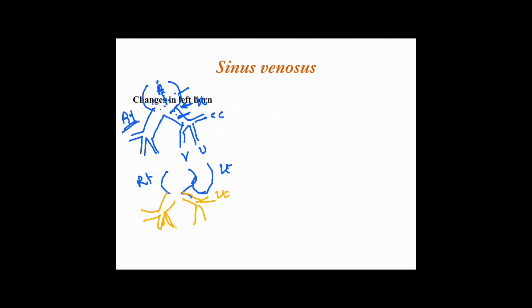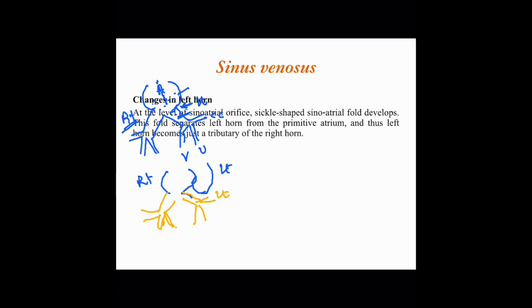As development proceeds, the changes occur in the left horn. A sickle-shaped sinoatrial fold develops at the sinoatrial orifice, and this fold separates the left horn from the primitive atrium, and thus the left horn becomes a tributary of the right horn. This is the left horn, becoming a tributary of the right horn.